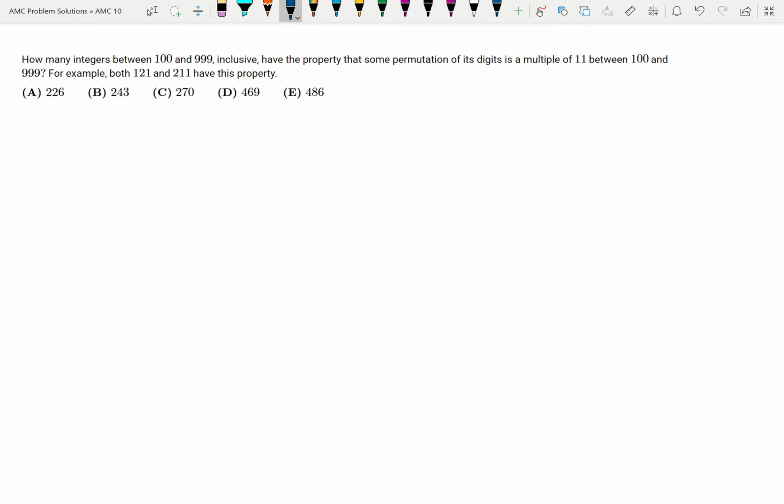First, we're going to find out how many multiples of 11 are between 100 and 999. So first, I know that there are 9 multiples of 11 between 11 and 99. And the largest that 11 is going to get up to, like if we do 11 times 90, that's 990. That's going to be the largest multiple of 11 within that interval, 100 to 999 inclusive.